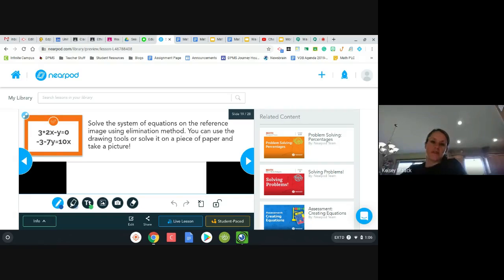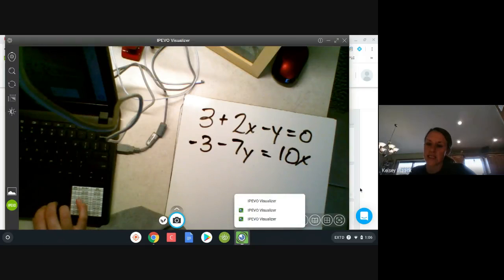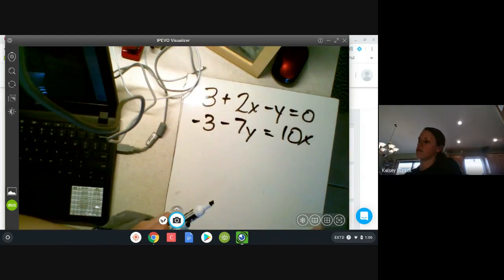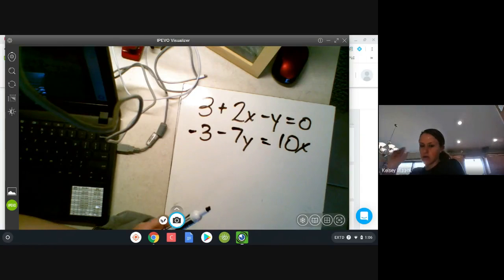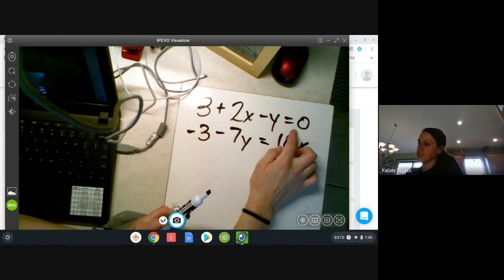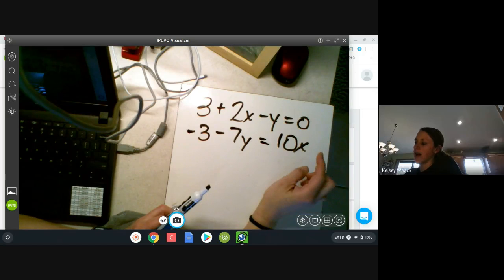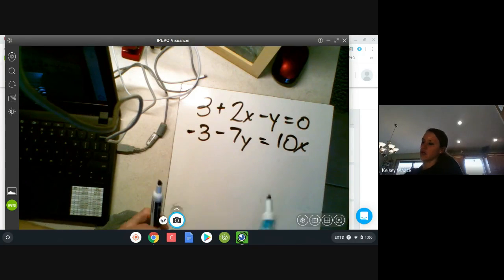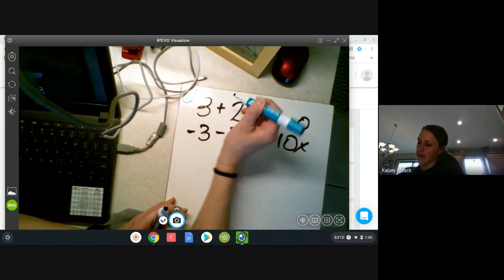So solve the systems using elimination. We have 3 plus 2x minus y equals 0, and then -3 minus 7y equals 10x. The first problem I notice is that you need to set this up so your variables are on the same side. That would mean I need to move this 2x to this side and then multiply everything by 5. Does that make sense?